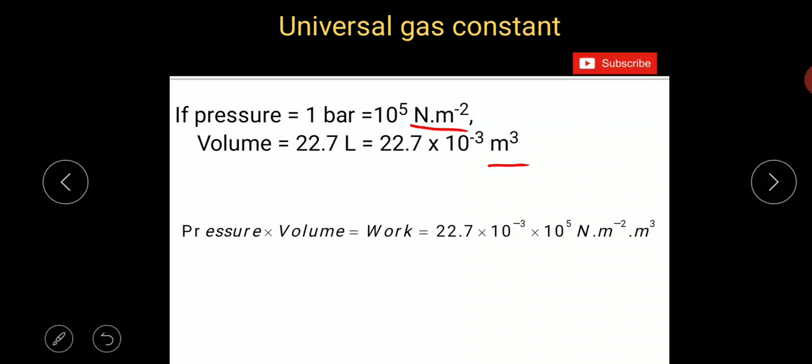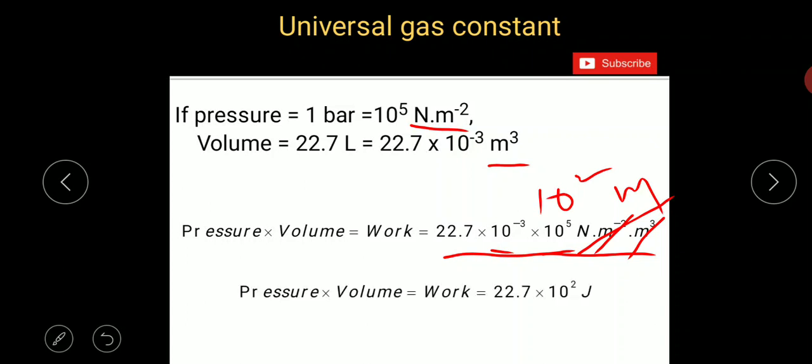then the product of pressure and volume will be 22.7 into 10 power minus 3 into 10 power 5. Units will be Newton per meter square into meter cube. So meter power minus 2 gets cancelled and you will get meter here. So you will get the units of Newton meter. And 10 power minus 3, 10 power 5, when you multiply these two, you will get 10 square here. So work, which is also equal to the product of pressure and volume, will be 22.7 into 10 square joules.